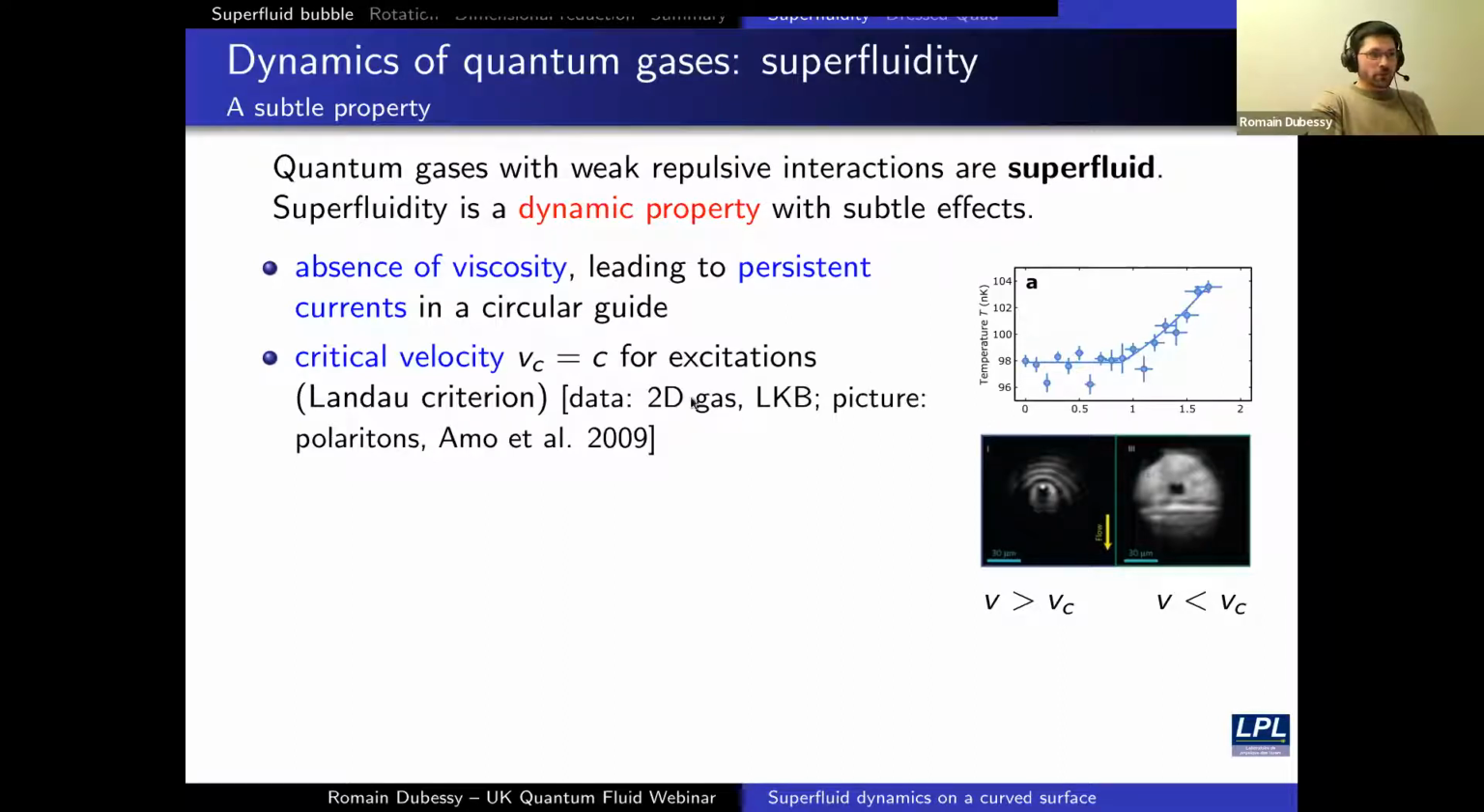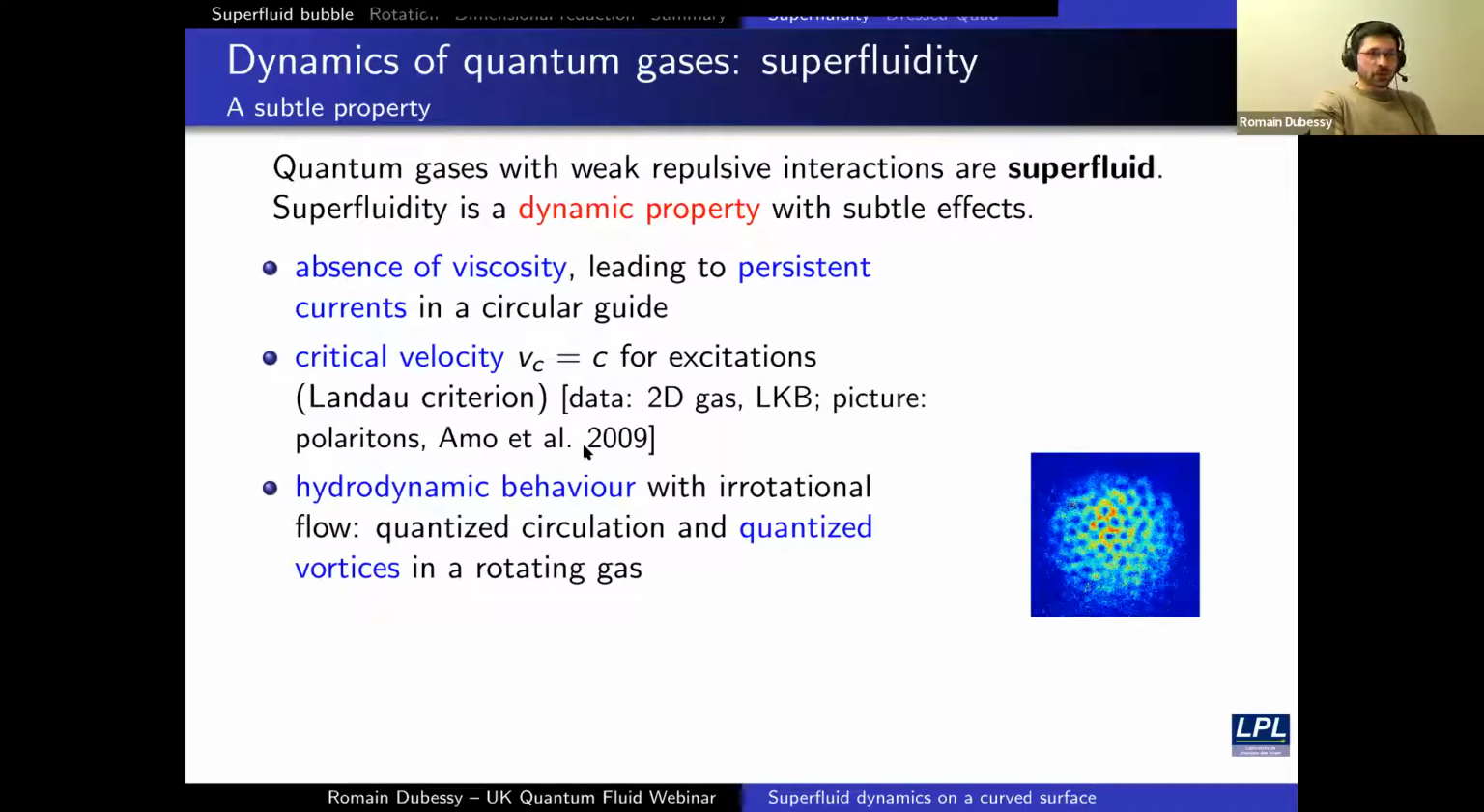And this is a generic feature that can also be observed in other, more exotic superfluids, like polaritons, where you can also see directly the density profiles, the modulation induced by a supersonic flow around an obstacle. So depending on whether the flow is supersonic or not, you can see excitations or almost no excitation. And finally, as we will discuss rotation here, I just remind you that with these superfluid systems, we expect to see quantized vortices when the gas is rotating.